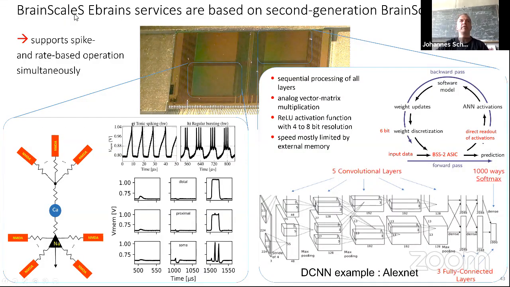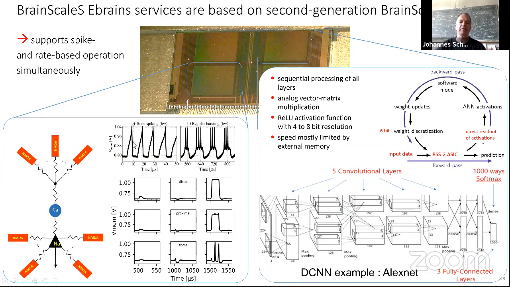And the BrainScales EBRAINS services will be based on the second generation BrainScales chip, which adds additional learning capabilities to the system we have seen so far. One other difference is that it supports not only spike-based operation, but also rate-based operation. And the spike-based operation supports structured neurons and nonlinear dendrites, so you can have different kinds of spike mechanisms like NMDA plateau potentials or calcium spikes in the dendrite or sodium spikes in the soma.